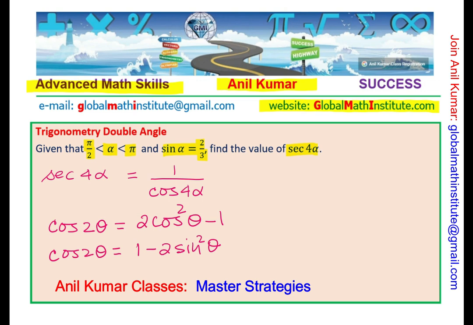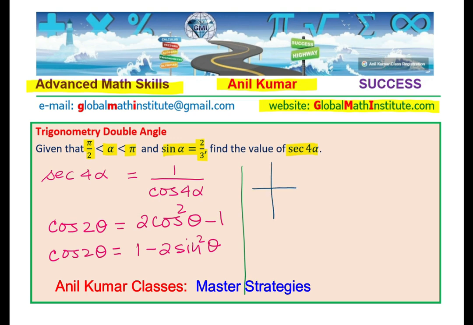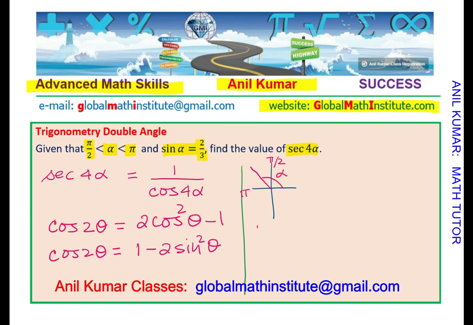So when we begin, we should always see what is given to us. What is really given to us is that the angle alpha lies in quadrant 2, right? Pi by 2 to pi. Somewhere here, right? So this is pi by 2, this is pi. And that is the angle alpha. We are given that sine alpha is equal to 2 by 3. It is positive for sure, yes.